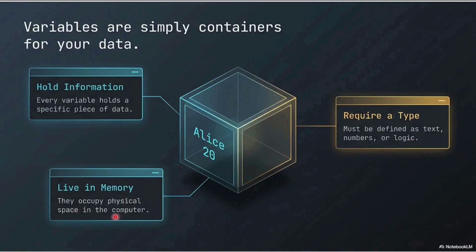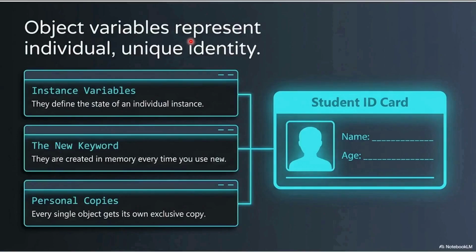Variables live in the memory, they occupy physical space in the computer, and they require a type, so they must be declared as text, numbers, or logical values. That has to be specified, whether it is a text, a number, or a logical value. Variables hold the data, and they are physically present in the memory until the program is running. Once the program terminates, the memory is cleared and it goes into garbage collection. So this is about variables, as you might already know.